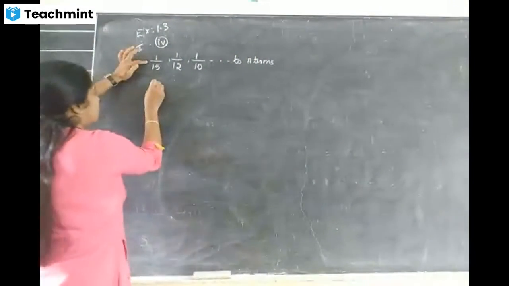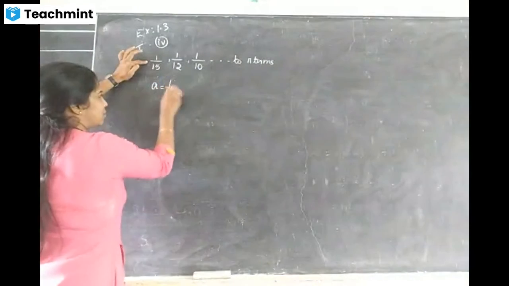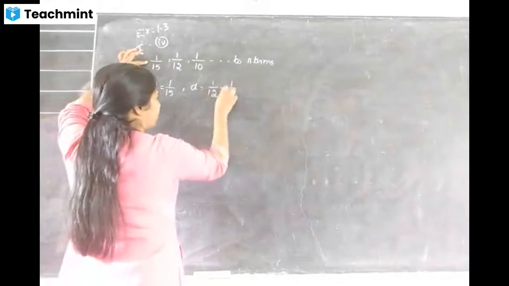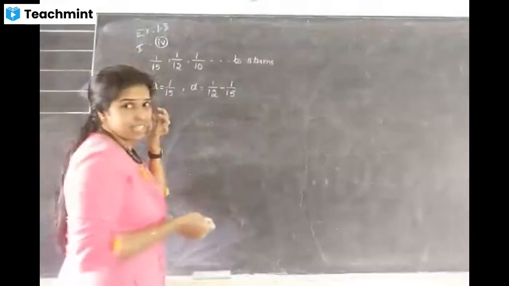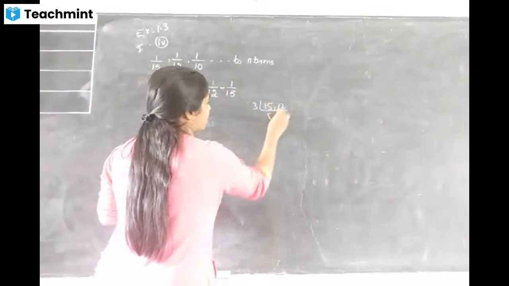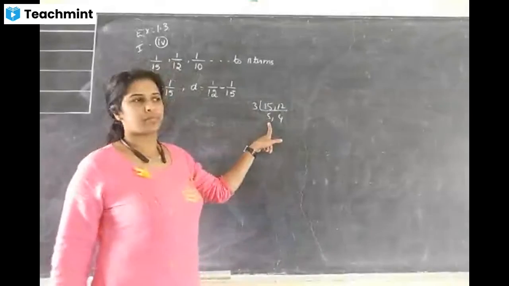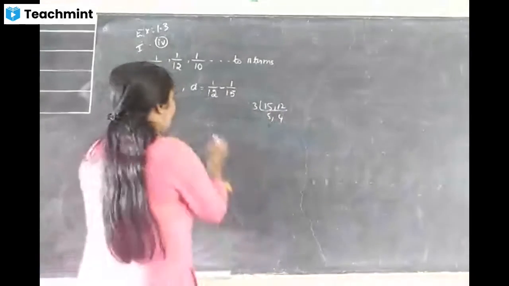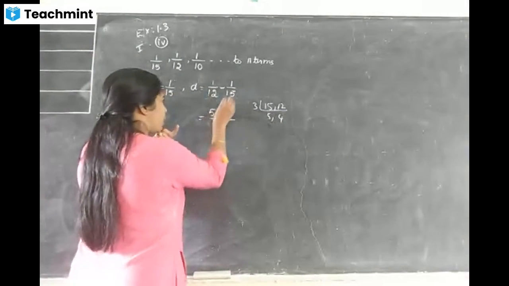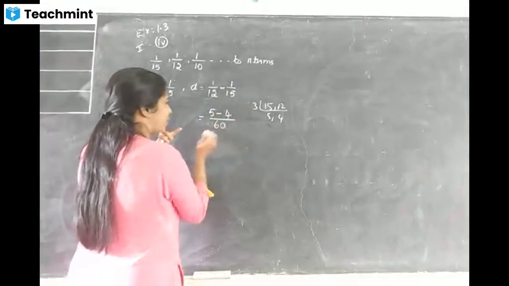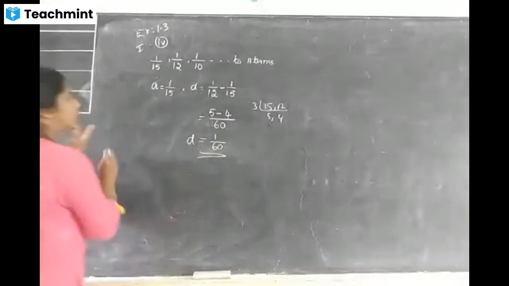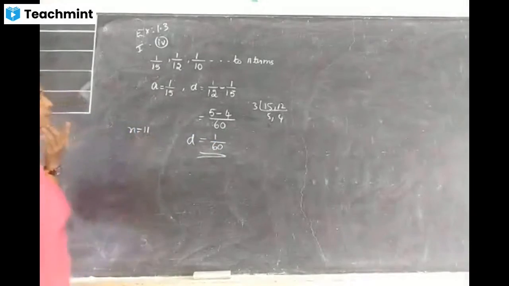Okay. Start: a is 1 by 15, d is 1 by 12 minus 1 by 15. We must take the LCM of the denominators here. 15 and 12 LCM: 3 5s are 15, 15 4s are 60, 60 is the LCM. 12 5s are 60, this becomes 5; 15 4s are 60, this becomes 4. Taking LCM, if you don't know, I have to teach that also. Now, what is there with us? n is 11.